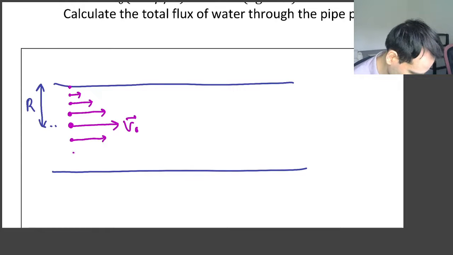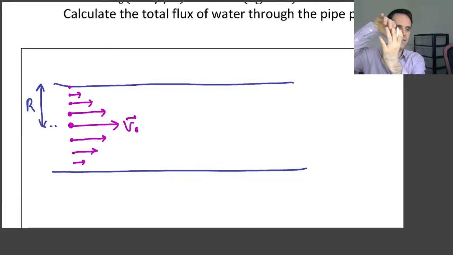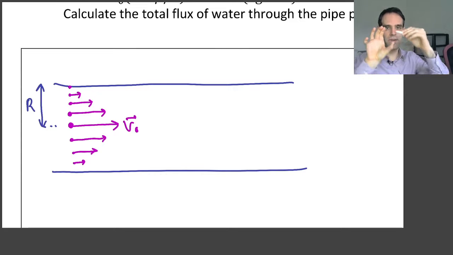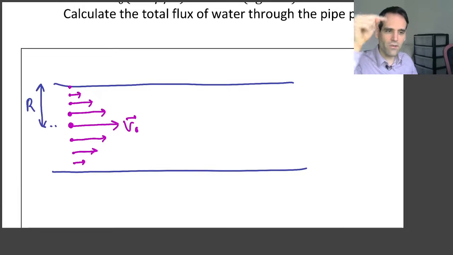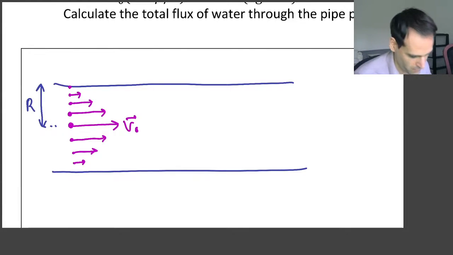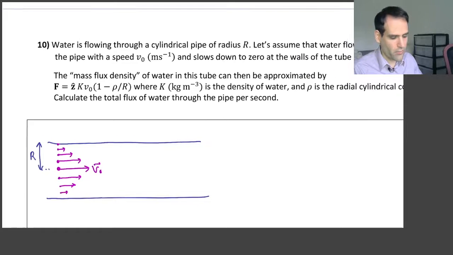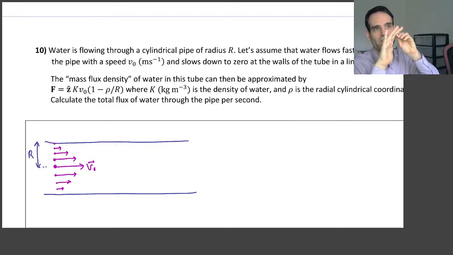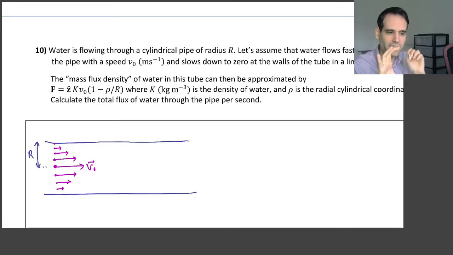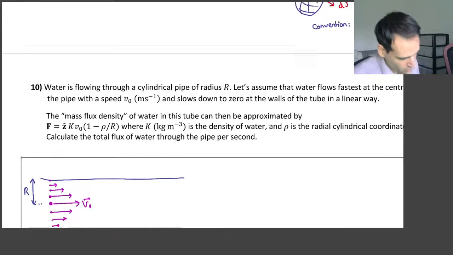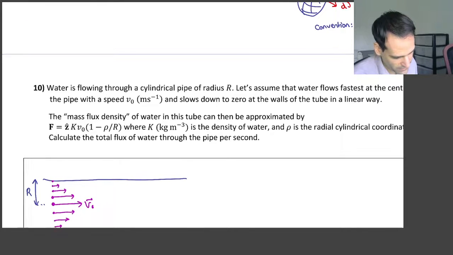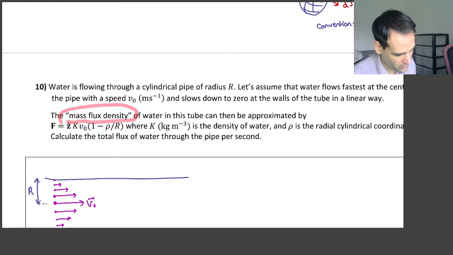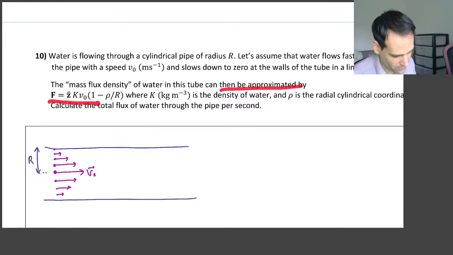And the same here. And of course I'm drawing a cross section, but this would be a cylindrical pipe. So different radiuses would have different velocities. Okay? So the velocity of water follows this pattern, which is actually similar to what happens in an actual pipe of water. So the water at the edge cannot flow because it has friction against the pipe, while in the center it flows fastest. So I ask you to, well, first I say the mass flux density of water in this tube can be approximated by this function here.